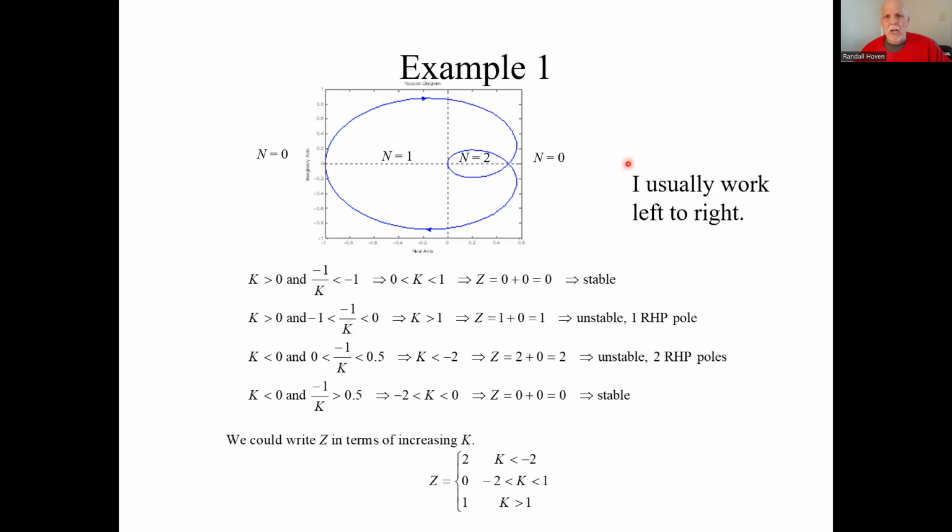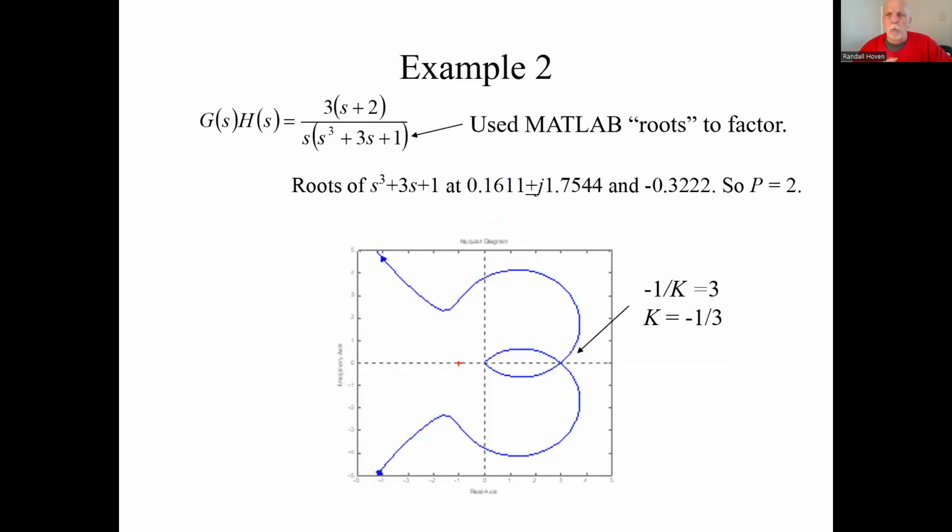And out here to the right of that point, n equals 0. It's back to a stable system. K is between -2 and 0. Put all that together, and here's the z, or how many poles of the closed loop system for different values of k. I think I can do one more example in this video.